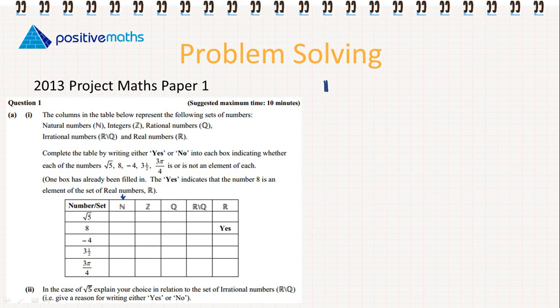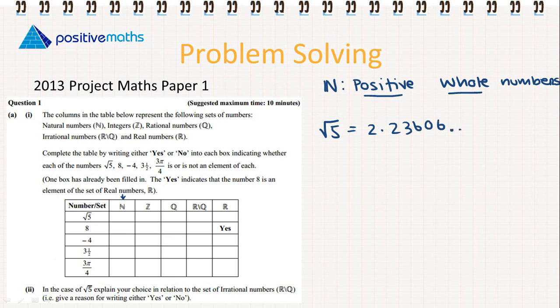Okay, so we're starting off with natural numbers. These are positive whole numbers. So if they're not positive, or if they're not whole numbers, then they're not natural numbers. So we'll take the square root of 5. If we find the square root of 5, it's 2.23606 continuing on. So therefore, we're going to answer no. It's not a natural number. 8 is. Minus 4 is not because it's negative. 3.5 is not because it's not a whole number. And 3 pi over 4, again, it's not because it's not a whole number.